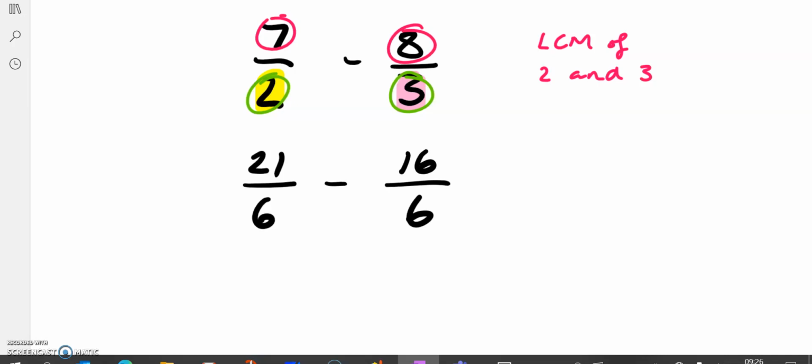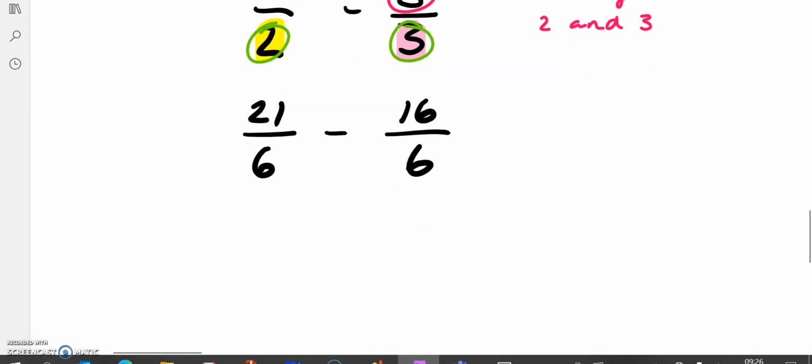That's 16, I think. We've now got things in the same name. We can easily add or subtract them. 21 sixths take away 16 sixths is 5 sixths. This cannot be simplified. It's a proper fraction, so I can't write it as a mixed number.